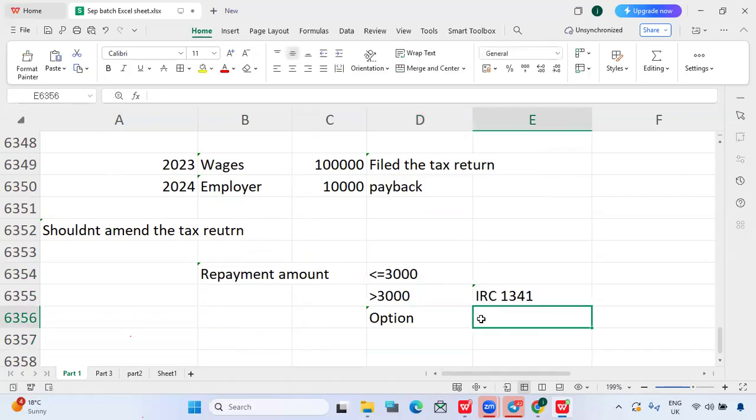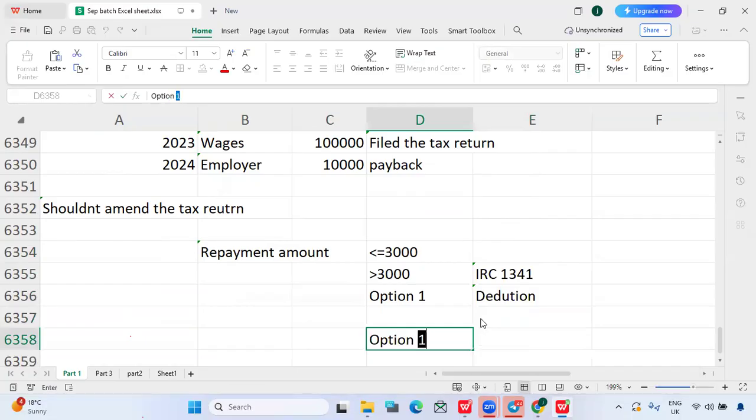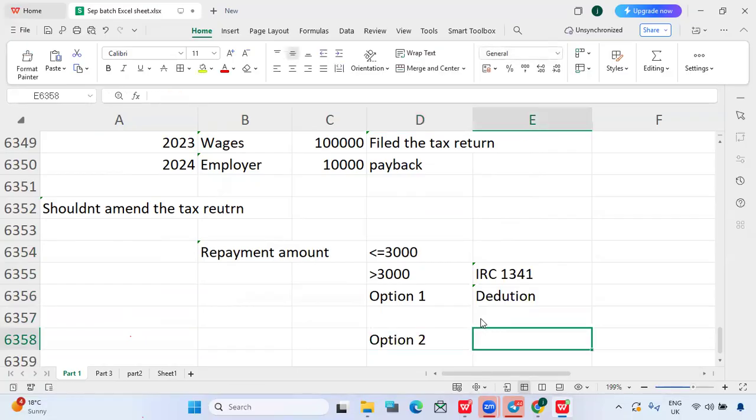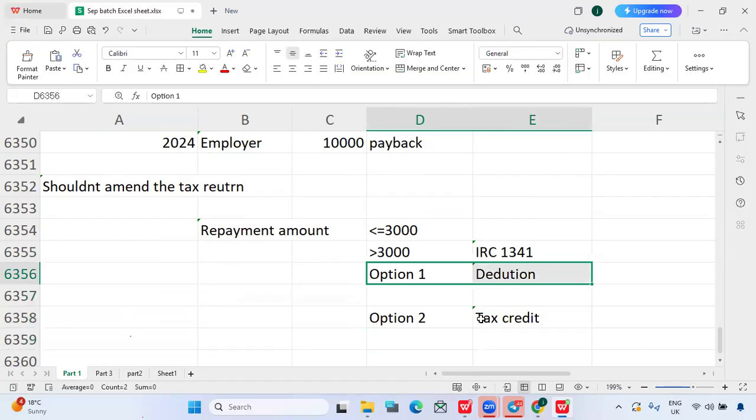Option one, deduction. Option two, tax credit. So deduction: if the repayment is done in the current year, whatever amount you have paid, reduce the same amount from the same source of income.